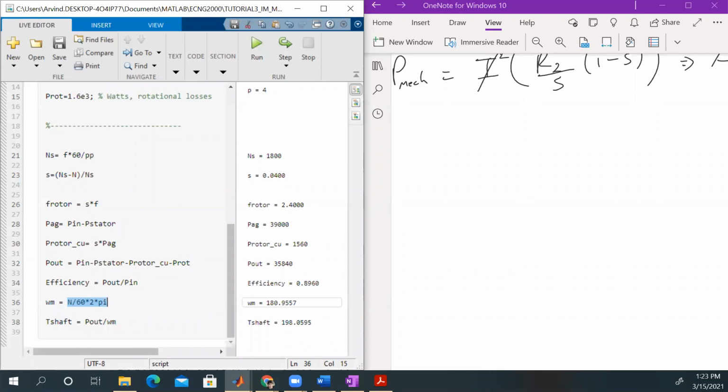The question is why we were going here, we were calculating the mechanical speed. We were going from RPM to radians per second. So we're calculating that here, but we did not use the pole pairs. Here, when we were calculating speed, we used the pole pairs. Why did we use it here and not here?